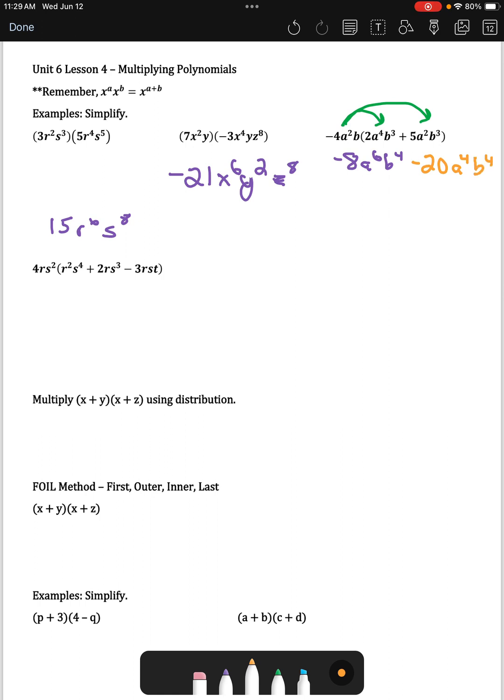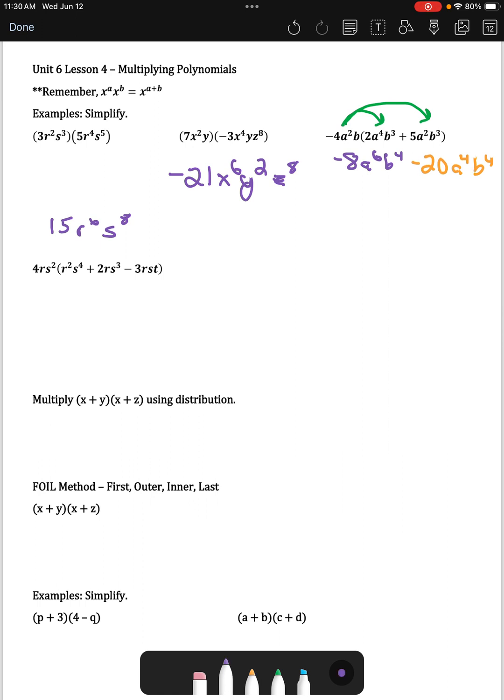Now we do have multiple terms, so we do want to take a quick look at them and see if they agree with each other. They don't. The first one is a to the sixth, b to the fourth. The second is a to the fourth, b to the fourth. So these cannot be combined.